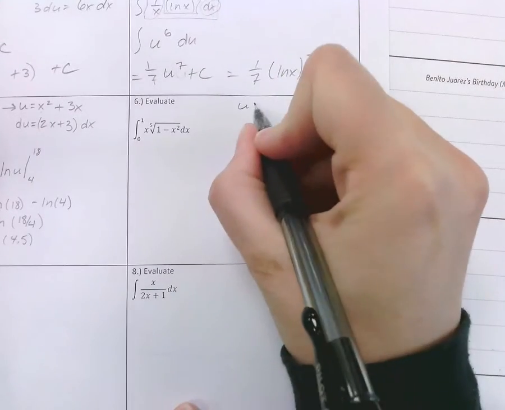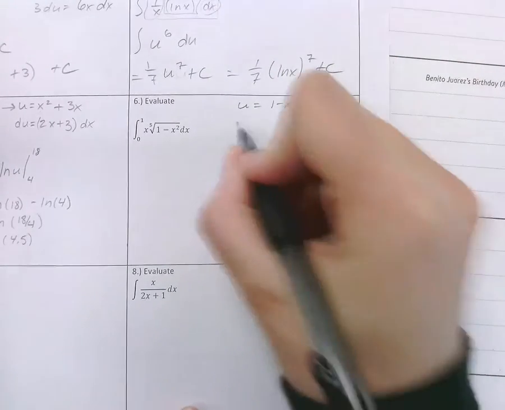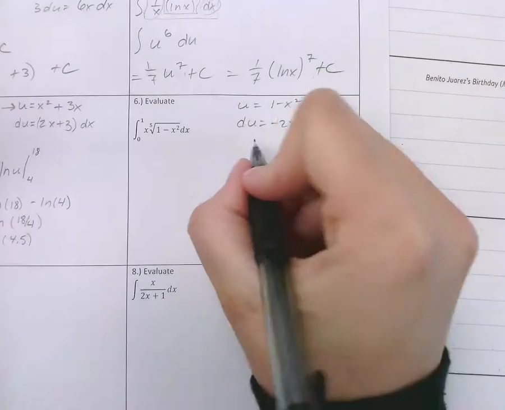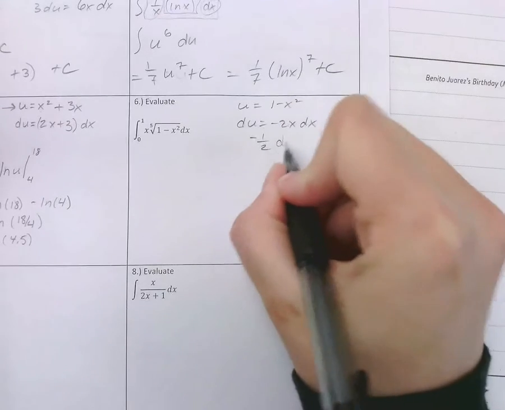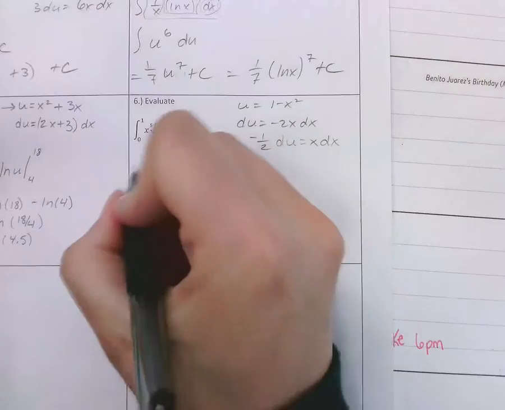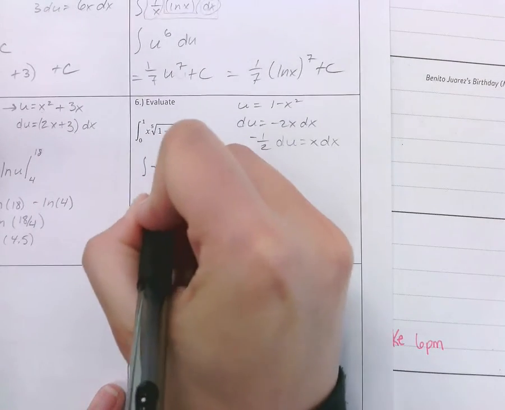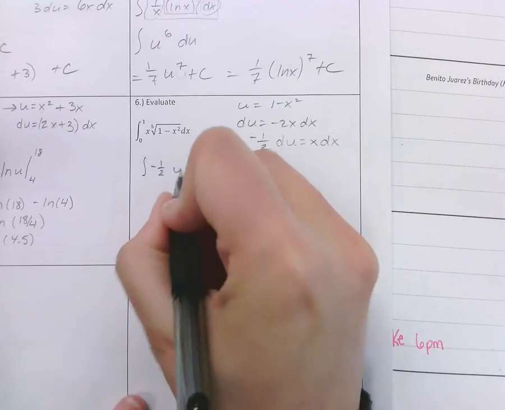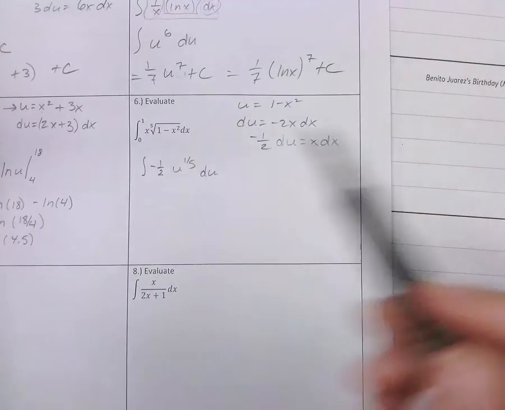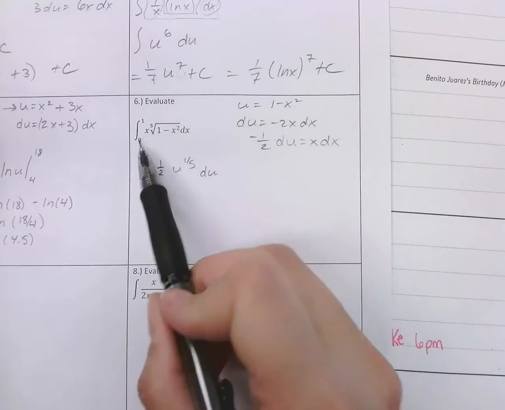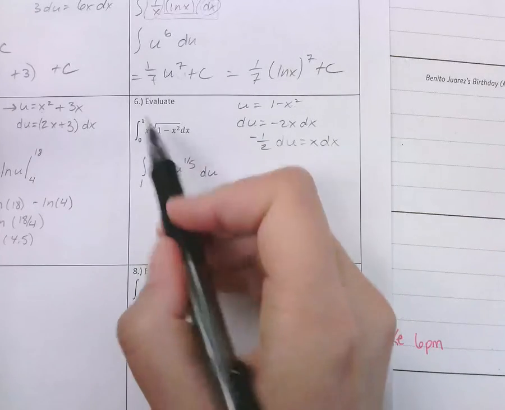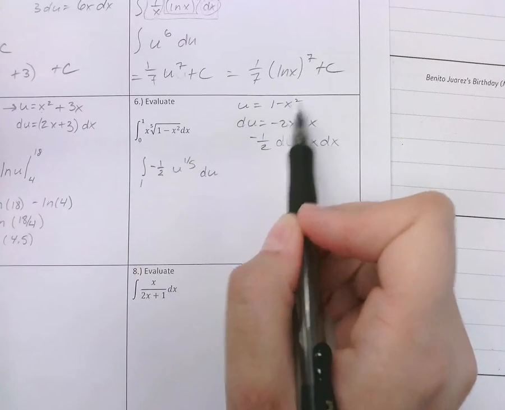Alright, so u is 1 minus x squared, du is negative 2x dx. So you have to divide by negative 2 or multiply by negative 1/2. So that's the integral of negative 1/2, and then I'm going to put u to the 1/5 power. You're going to plug 0 in for x. When you plug 0 in for x, you get 1 minus 0, which is 1. And when you plug in 1, you get 1 minus 1 squared, which is 0.